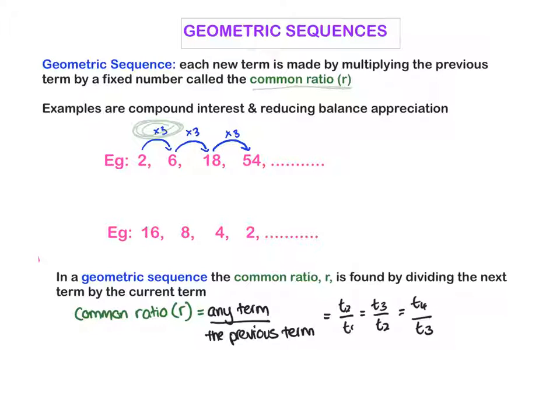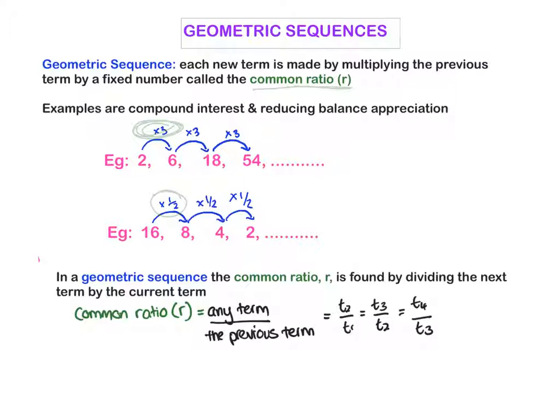Okay, if you look at the next example, you're actually timesing it by a half, or 0.5. So if you times 16 by a half, you get 8. If you times 8 by a half, you get 4, and so on. And 4 by a half, you get 2. So the common ratio there is 0.5 or a half.